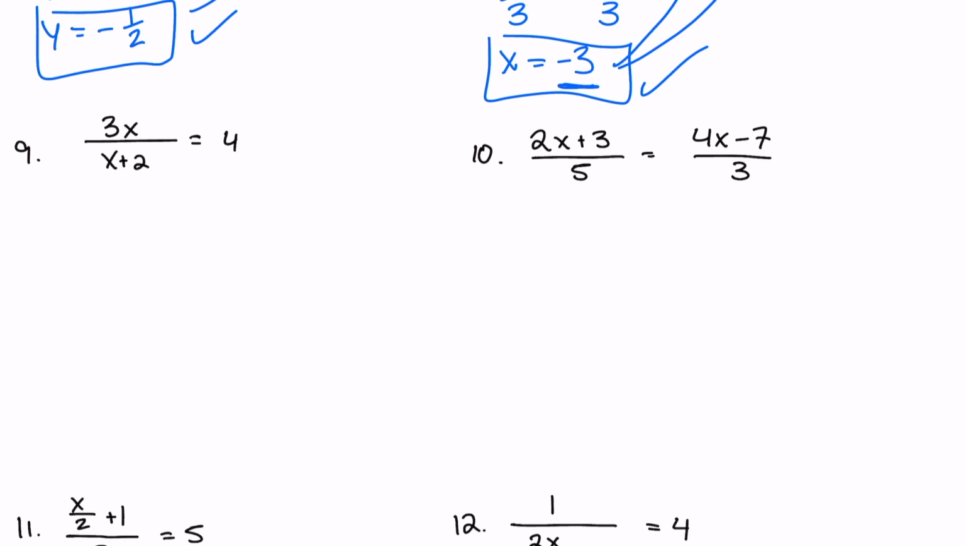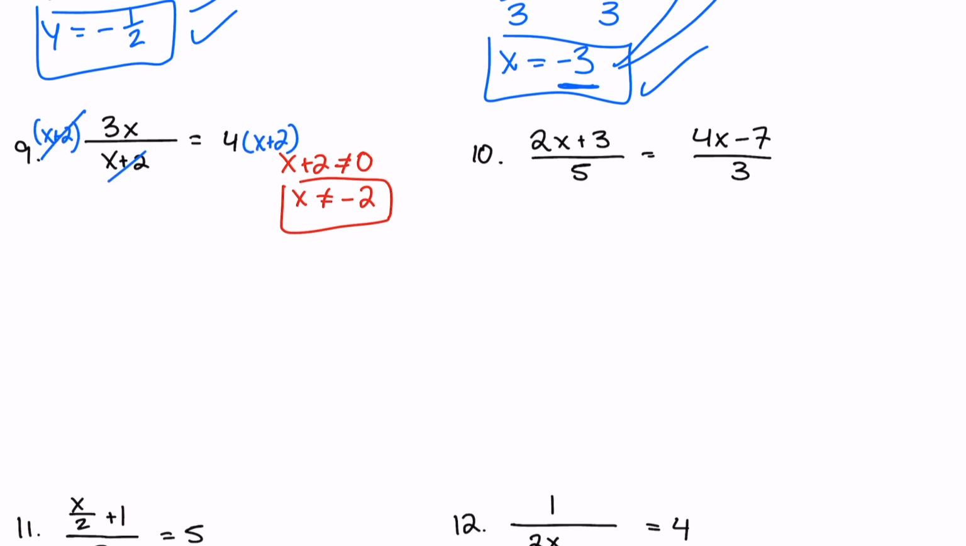So first, let's make our criteria. We have x plus 2 cannot equal 0, so x cannot equal negative 2. Now we can solve as per usual. So to get this x plus 2 out of the denominator, we need to multiply both sides by x plus 2.